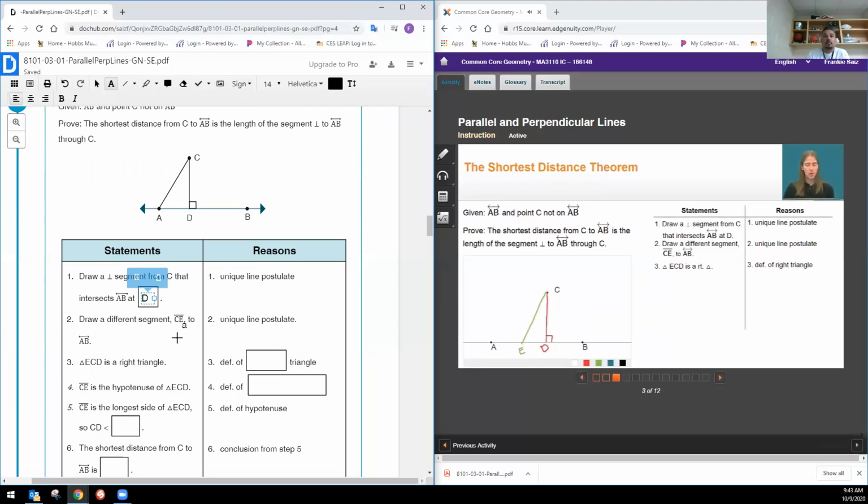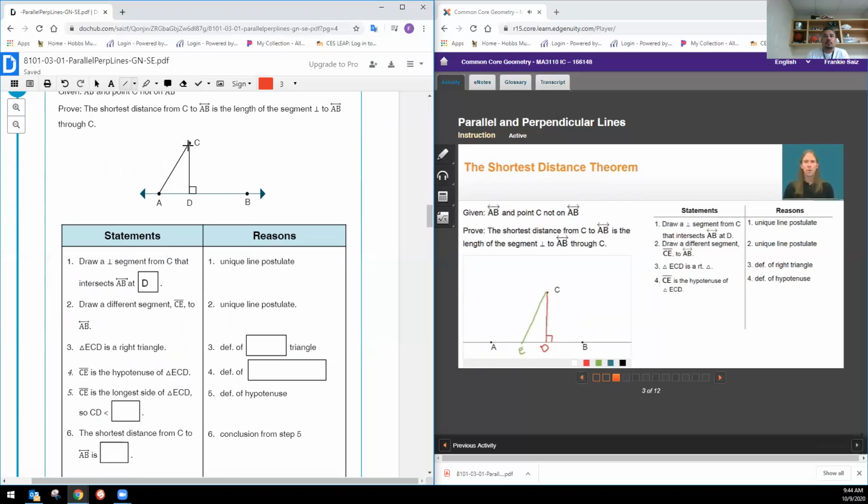And furthermore, CE is the hypotenuse of that right triangle. That's because it's opposite the right angle, which means that by the definition of the hypotenuse, we know that this is the case. We know that it is the longest side of the triangle. And so that means that CE is the longest side of this triangle, and specifically that the length of CD is strictly less than the length of CE. We know this by the definition of the hypotenuse.